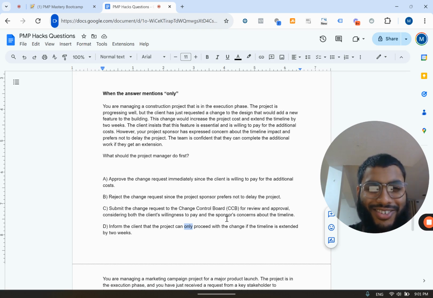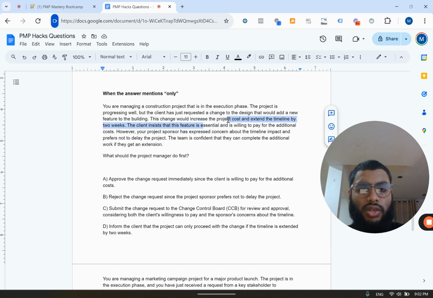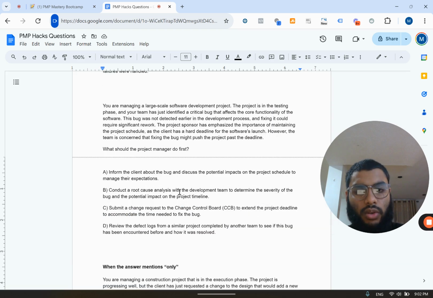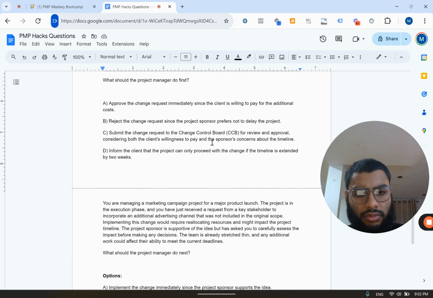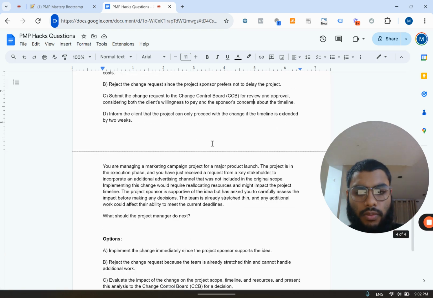Okay, my bad. I just read it right now. The project cost and extend the timeline by 2 weeks. So inform the client the project can only proceed with the change if the timeline is extended by 2 weeks. Okay, fine, whatever. But we eliminate that because this answer basically implies that there's no other possibility. Okay? The best answer, because there's going to be a change request, is going to be C. This is different from the previous one that we looked at because there was a problem there. In this question, there's no problem. There's no bug. It's just a simple change request.